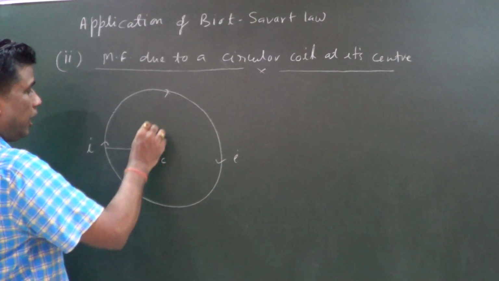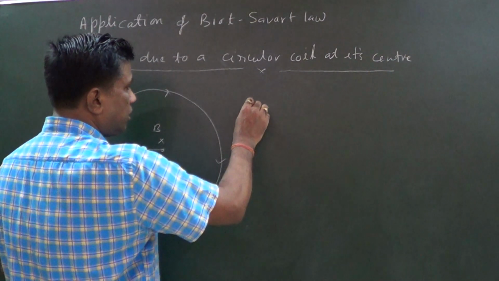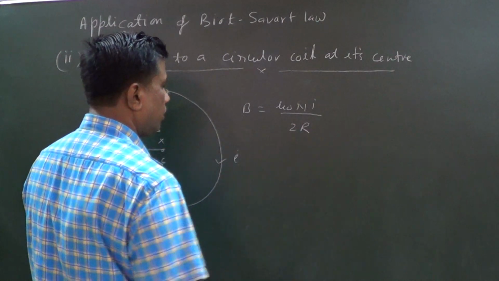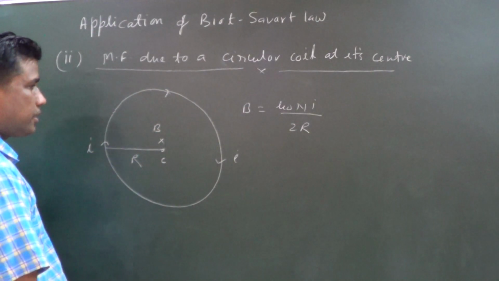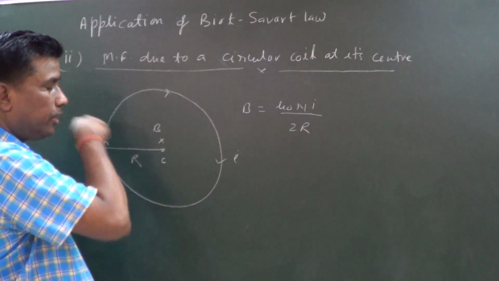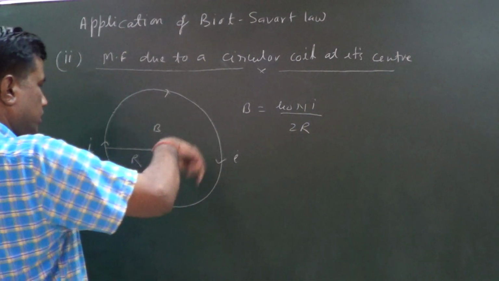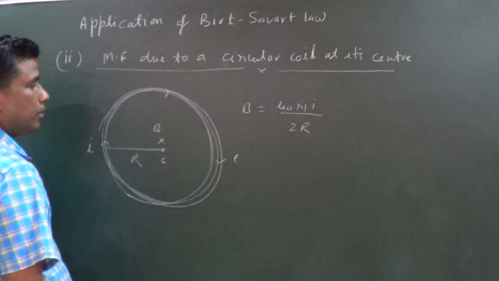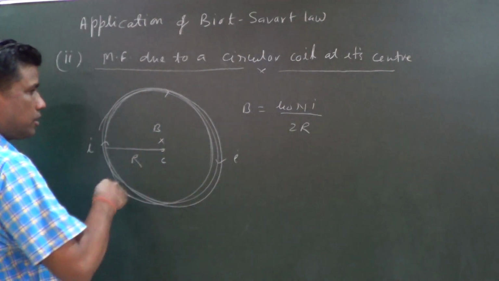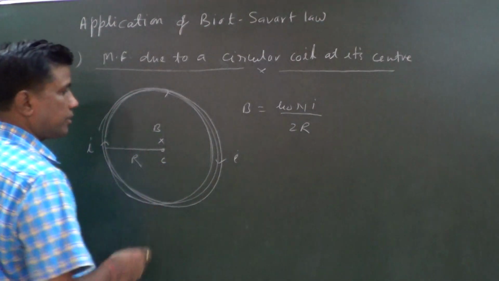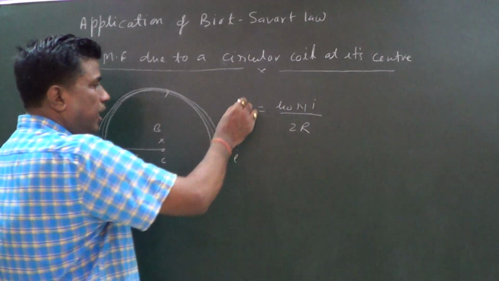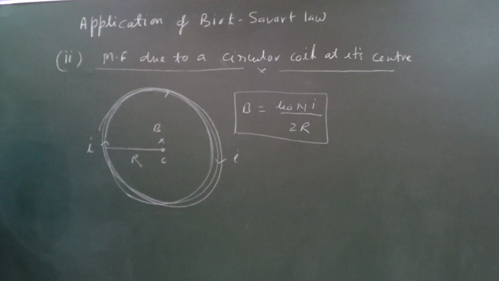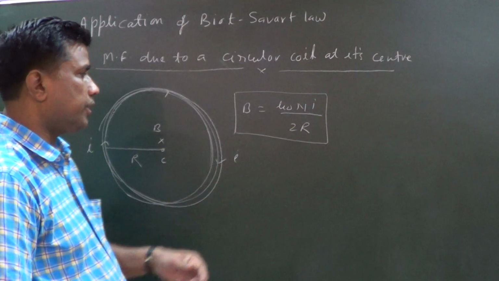upward or inward, and the magnitude of this magnetic field B is given by the formula mu naught N I by 2R. Mu naught is the permeability of free space, B is the intensity of the magnetic field, N is the number of turns. Suppose there are N number of turns like this one. I is the current flowing in each coil. R is the radius. So one can find the magnitude of the magnetic field with the help of this formula at the center of this circular coil. This formula I derived in the previous video.